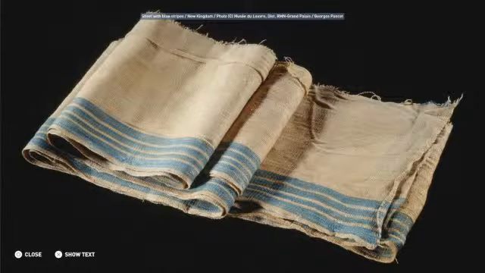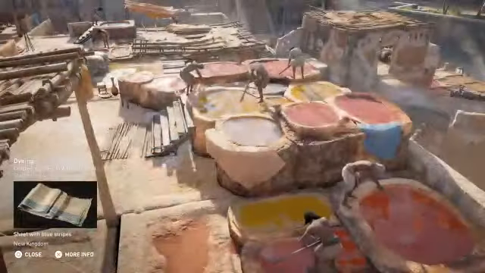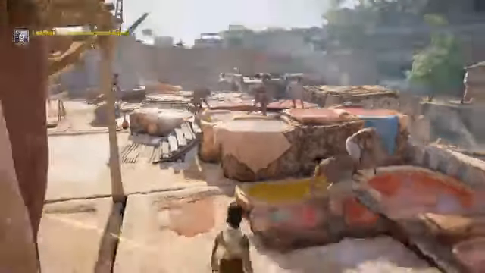Sheet with blue stripes, New Kingdom, photo credit, Musée de la Ville, RMN Grand Palais, Georges Poncet.